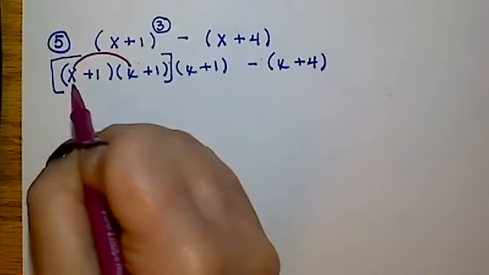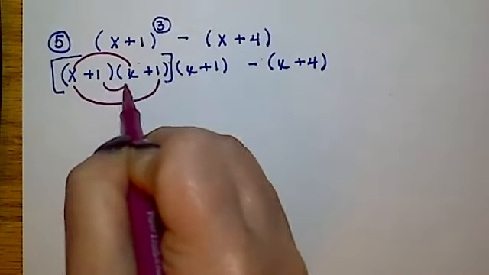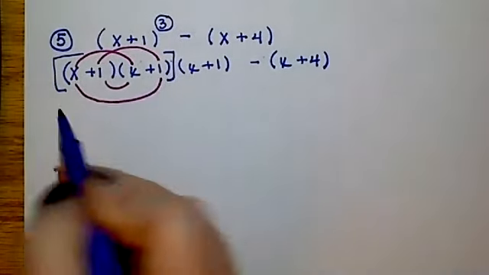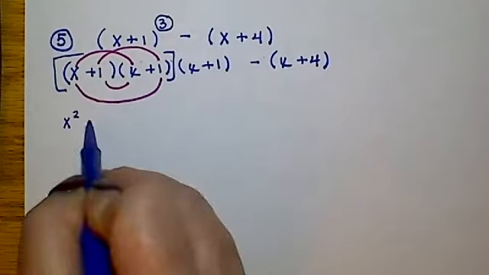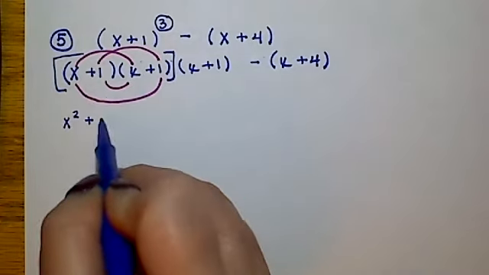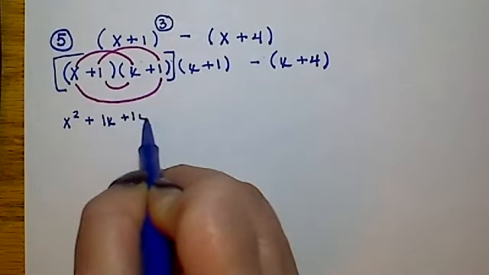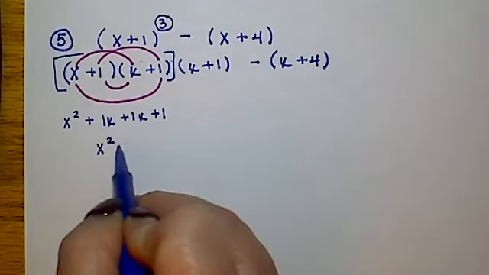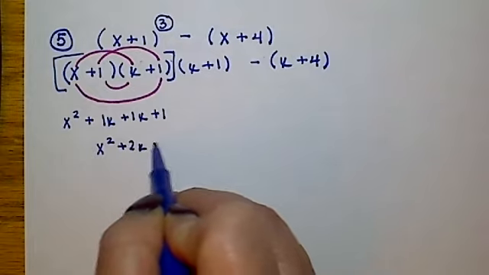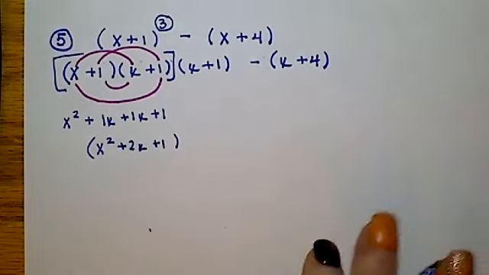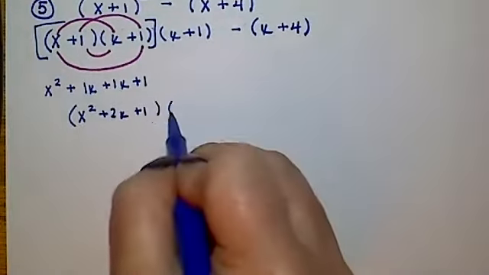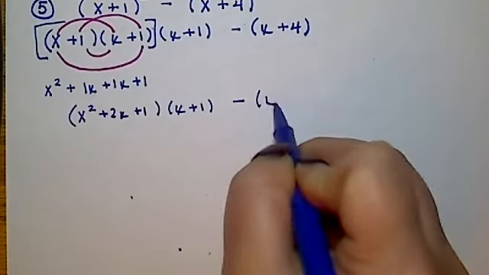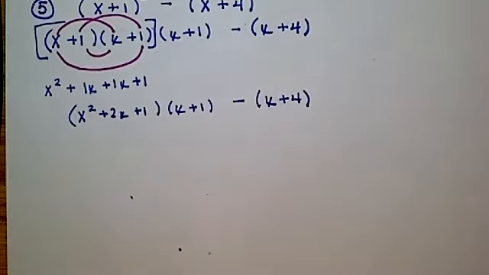So if you want to pause and see if you've gotten the full down, I'm just going to draw that little smiley face. So we get x to the second plus 1x plus 1x plus 1. I'm going to go ahead and put that together as x to the second plus 2x plus 1. And now I'm going to have to multiply that to x plus 1.